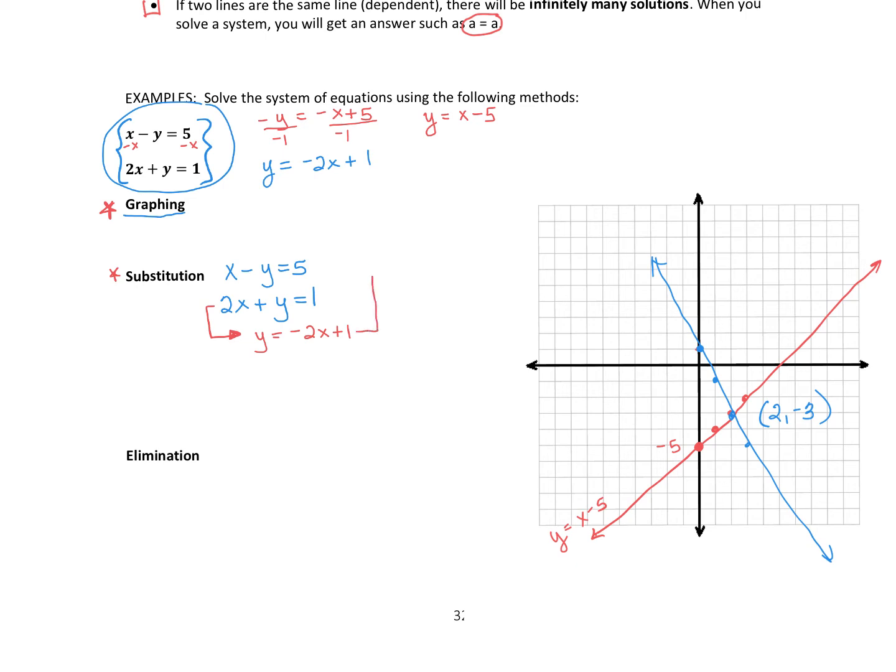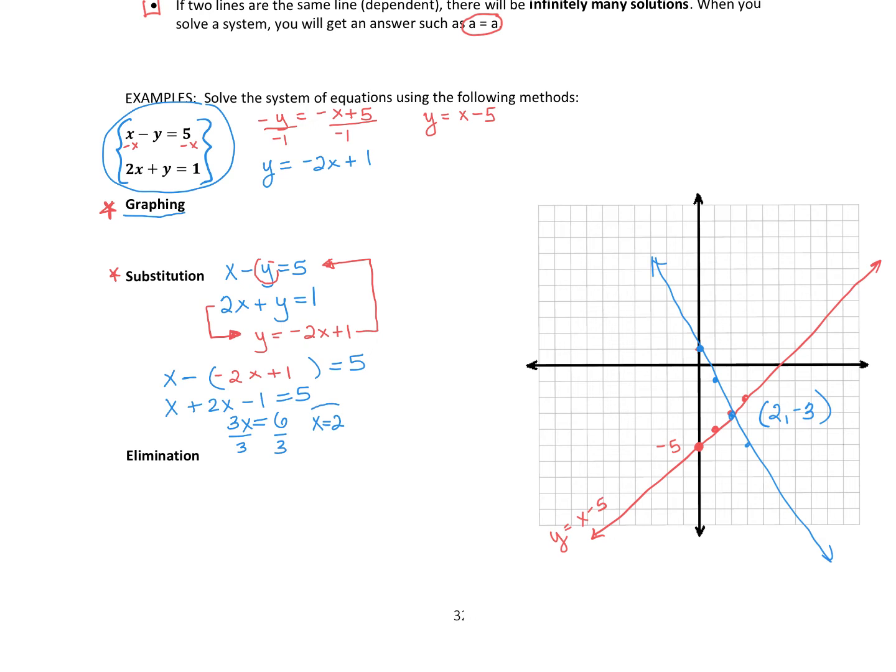And I want to substitute, hence the name substitution, that minus 2x plus 1 right here in for y. So that's going to be x minus, and then in place of y, we'll put minus 2x plus 1 equals 5. So distributing the negative, we get x plus 2x minus 1 equals 5. Adding like terms and adding the 1, we get 3x equals 6. And dividing by 3, we get x is equal to 2.